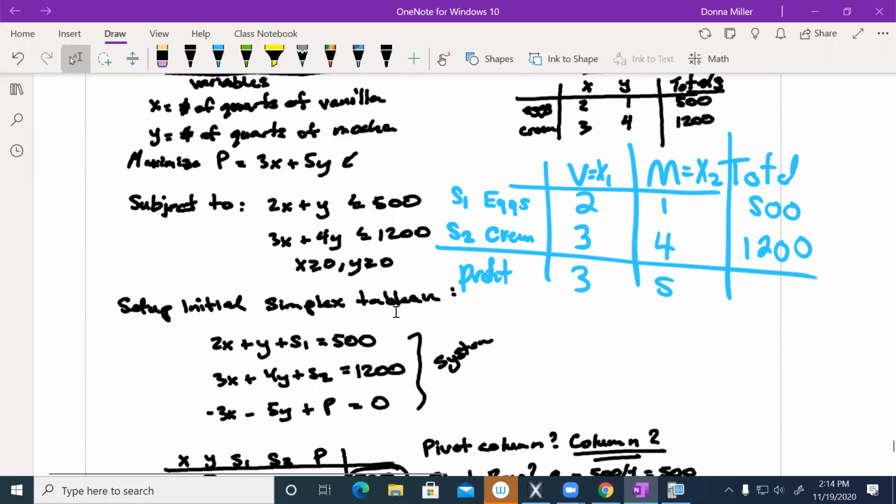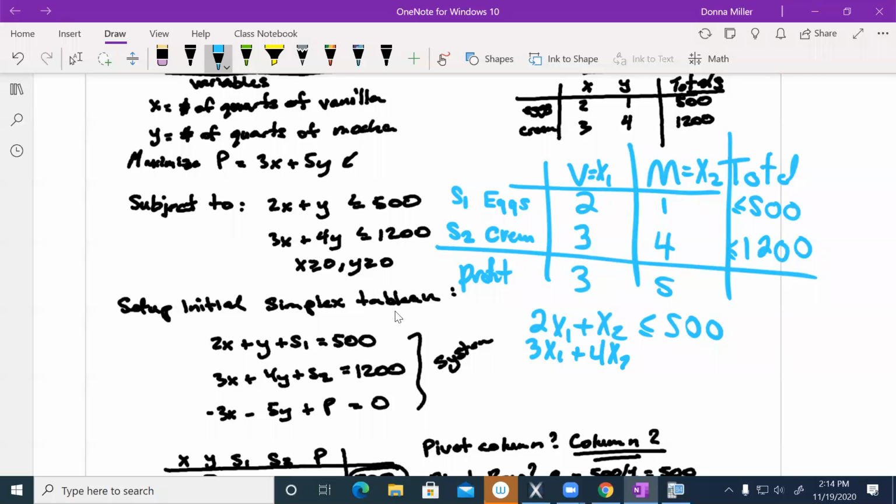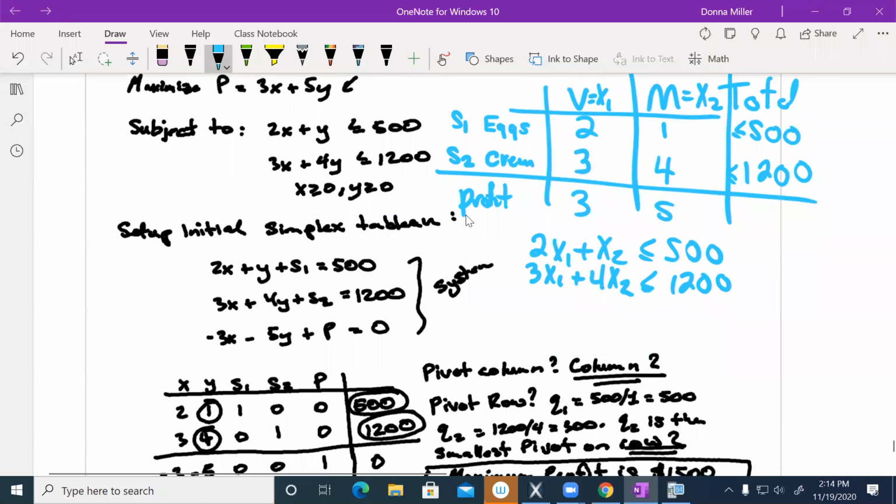Okay, so I'm going to read the inequalities. Basically less than or equal, less than or equal. Just 2x1 plus x2 is less than or equal to 500. That's one inequality. The next row is 3x1 plus 4x2 is less than or equal to 1,200. So those are my constraints. My objective, which they call Z, is Z equals 3x1 plus 5x2, right? Is that all right? So now I've set up the problem.